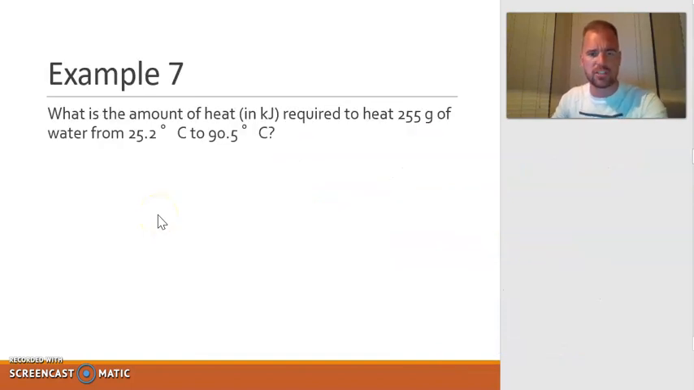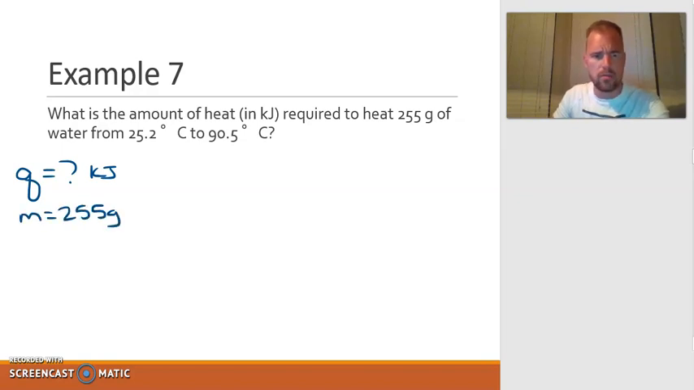Okay, let's look at some examples. What is the amount of heat in kilojoules required to heat 255 grams of water from 25.2 degrees Celsius to 90.5? All right, so analyzing the problem, it's asking for the amount of heat. So that's my question mark. I'm going to make a little note to myself that it wants it in kilojoules. The mass is 255 grams.